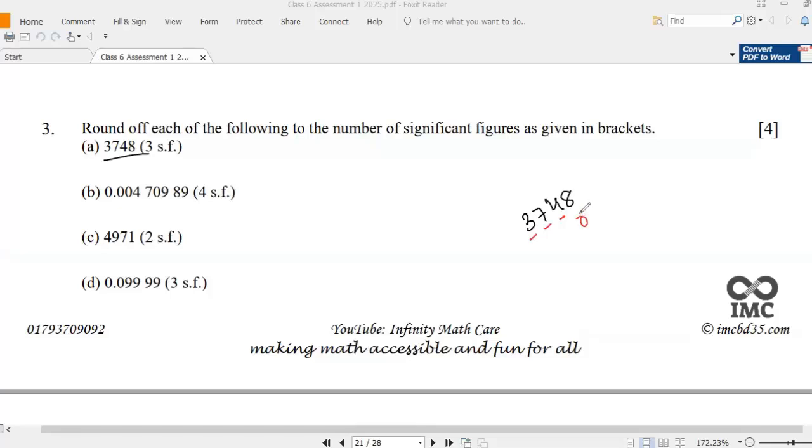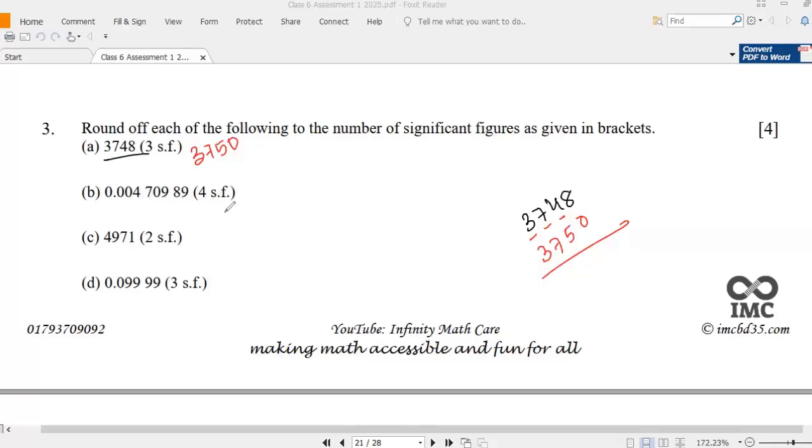So 8 will be converted to 0. For 8, 4 will become 5. Okay, we need to add 1 to the previous number. So 4 plus 1, 5. 7 and 3 will remain the same. So if I want to convert 3748 to three significant figures, it will be 3750. Done.